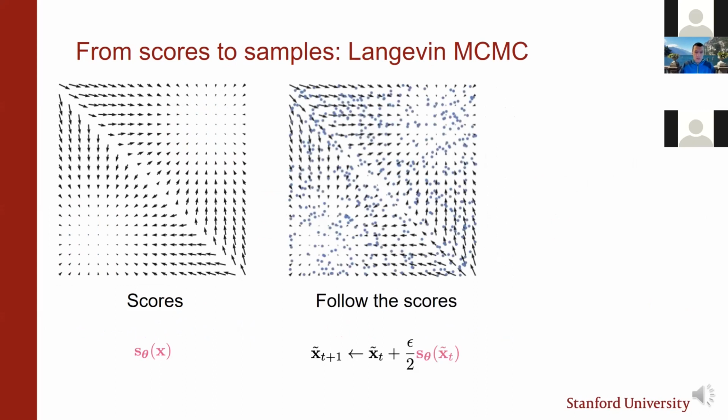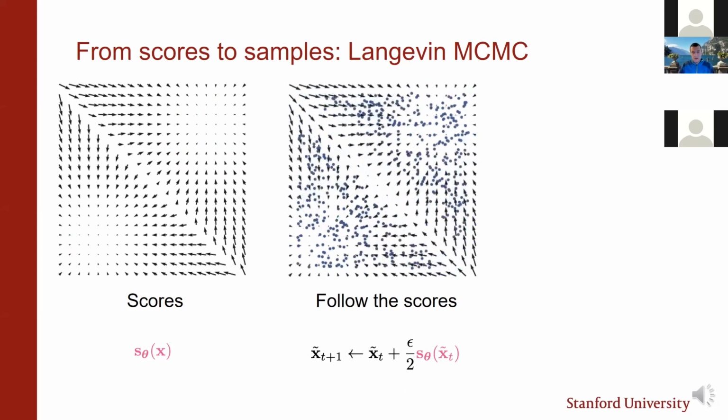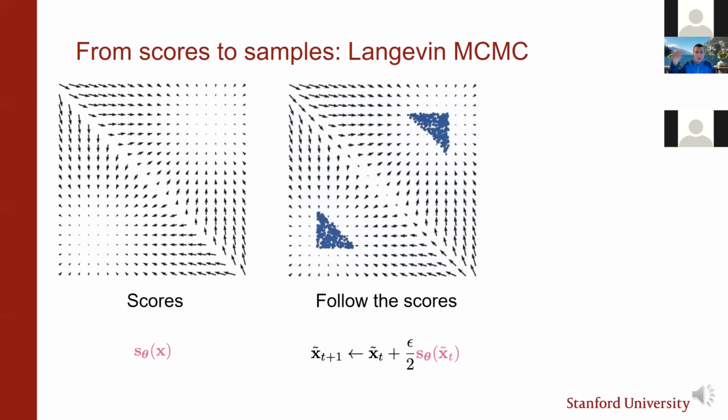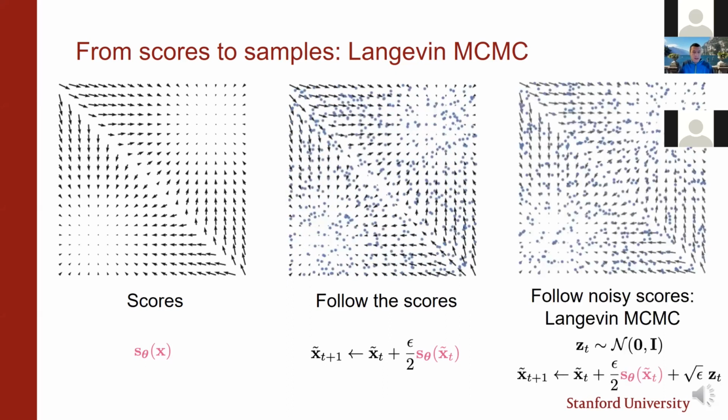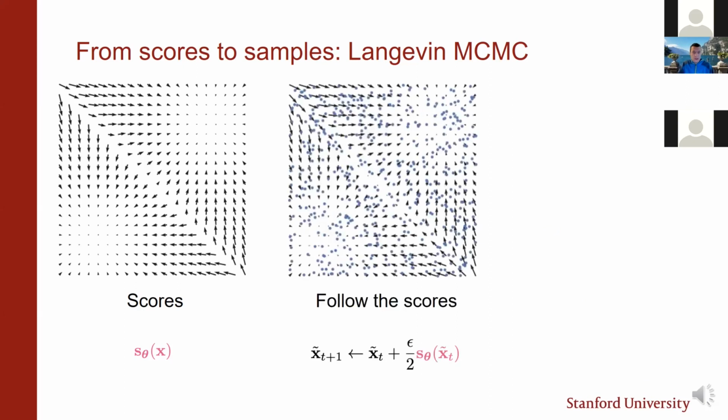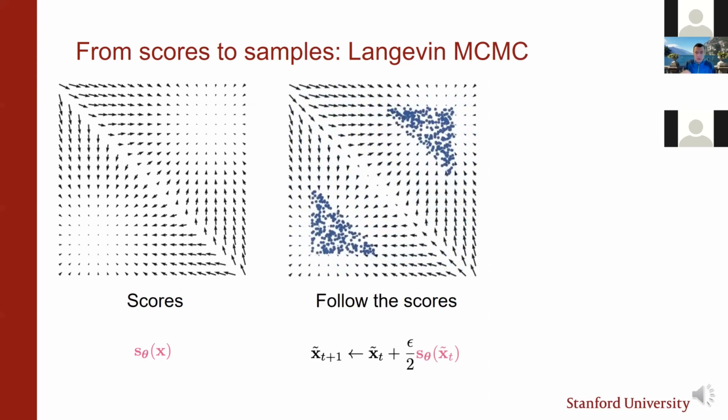So perhaps we can use some kind of local procedure where we initialize particles at random. Then we follow these arrows, follow the gradients, and that should increase the probability of the samples. And indeed, if you do that, you see something that looks like this, where you move the particles towards the modes in this example, where we have just two modes, a mixture of two Gaussians. Now that's good, but it's not quite what we want. We would like to be able to sample from this probability density. And how do we do that?